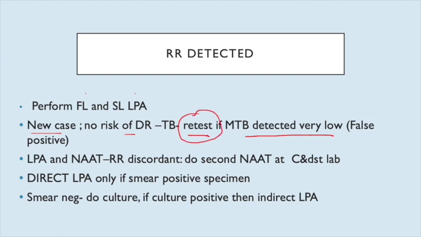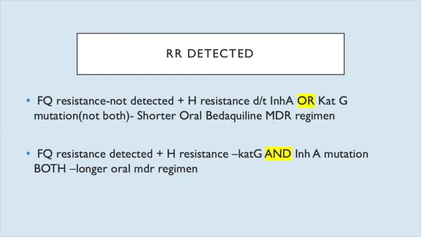As I said, if LPA and NAAT come discordant, do a second NAAT at a culture lab and decide. If it's a smear positive patient, send for direct LPA. But if it's a smear negative patient, send for liquid culture and then on liquid culture, do an indirect LPA. In case of patients where fluoroquinolone resistance is not detected, so it's not going towards an XDR, and H resistance is in either of the genes, then give him a shorter regimen. But if there is a resistance to both the genes, then give him a longer regimen.